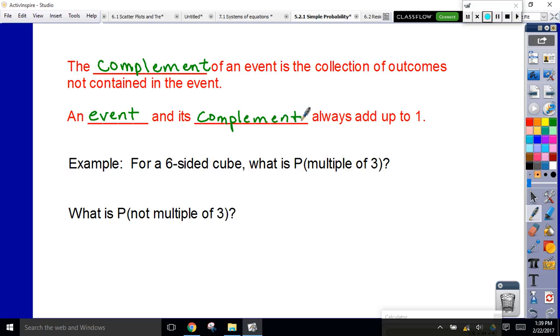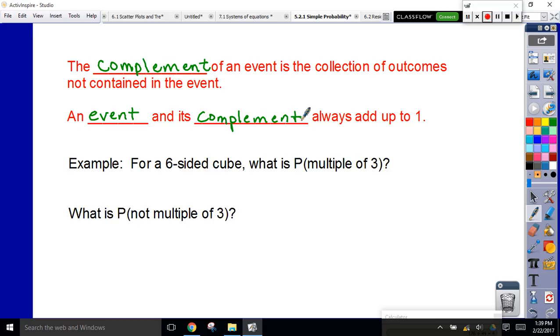Okay, so here's an example. This will make more sense. If we want to know if the event is getting a multiple of 3, the complement is just the opposite. The complement is not getting a multiple of 3. Just a couple oral examples, so we're not going to write these down.